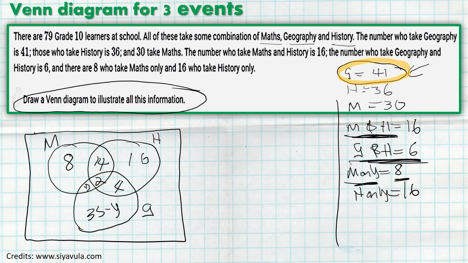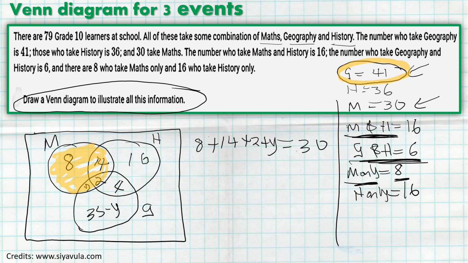Meaning that we have to choose another event. Not another Venn diagram, another event. We can choose math, right? So you just play around with these things. We choose math and equate with the total for maths, and that's quite easier for us to solve for y. So we say 8 plus 14 plus 2 plus y is equal to the total for maths. It's 30, because they told us 30 take maths, right?